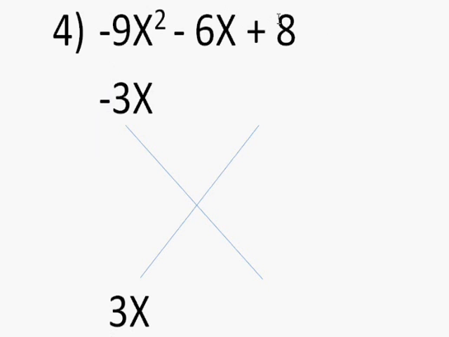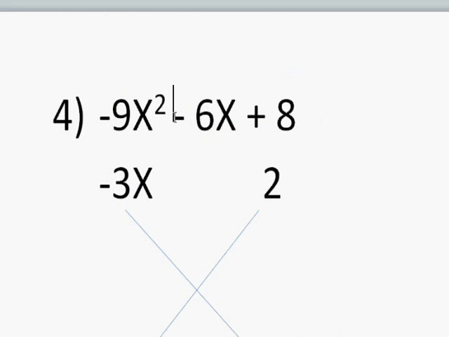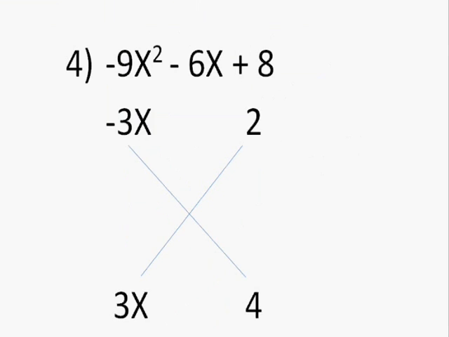Then we go to this plus 8. It could be written as 2 times 4. And as usual, we go along this line and this line, so that will be negative 12x plus 6x, which is equal to negative 6x, which is the same as the middle expression, negative 6x. The factors would be negative 3x plus 2 and 3x plus 4.